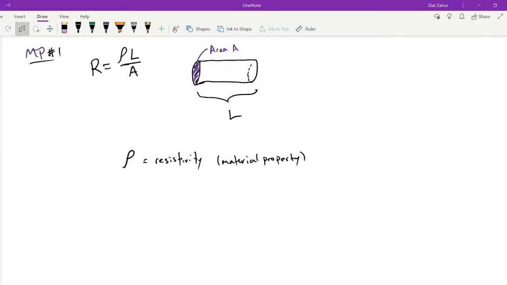So it depends on the material, of course. Now the other thing is that there are ways to change the resistivity value of a certain element. Well, I shouldn't say element, of a certain circuit element. There we go.